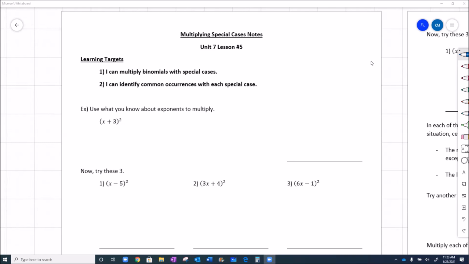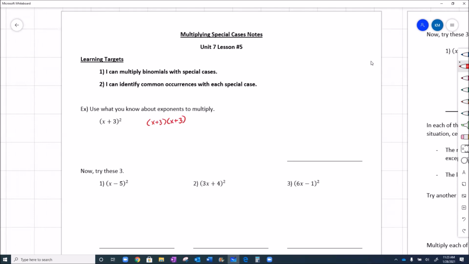Okay, so it says use what you know about exponents to multiply. Common mistake, and I'll do this first, is that a lot of people will say, oh, x plus 3 squared, this must be x squared plus 9. Okay, this is wrong. What we know about squaring is that something squared means something times itself. So x plus 3 squared means x plus 3 times x plus 3.